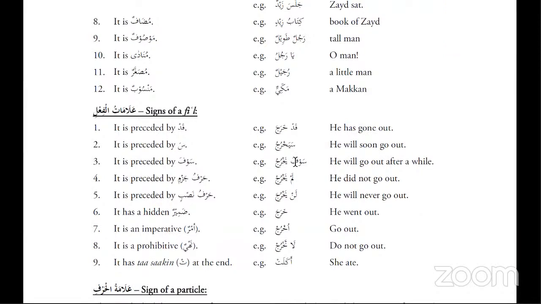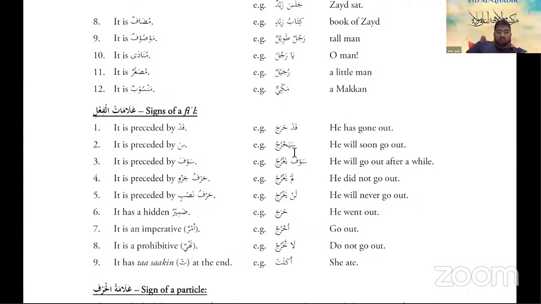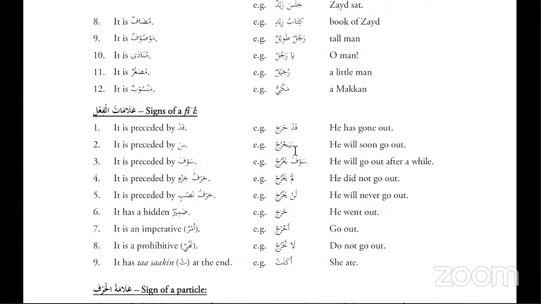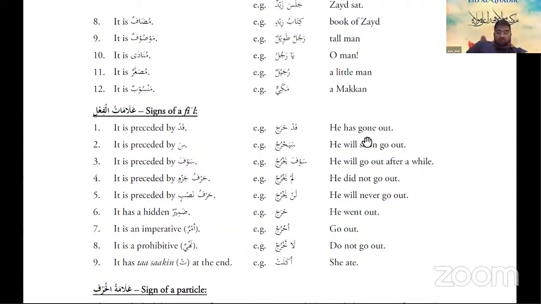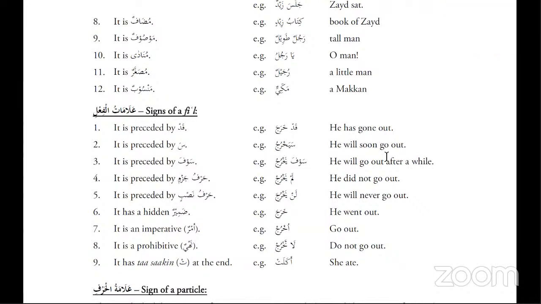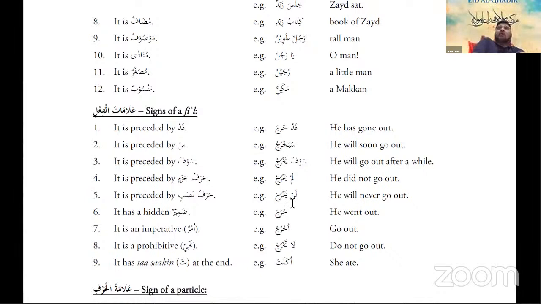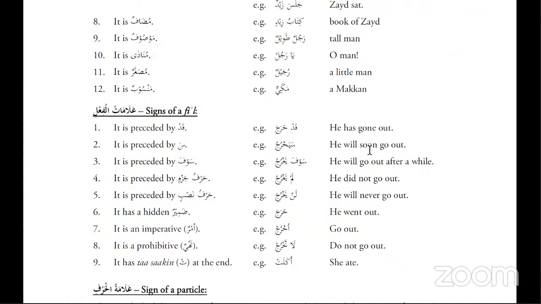Okay, preceded by sin. Sayakhruju. He will soon go out. So what is sa? Sa means future tense. He will go out, he will soon. Can you see the soon? It indicates the future, soon.